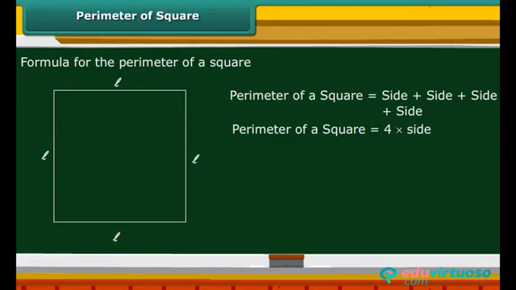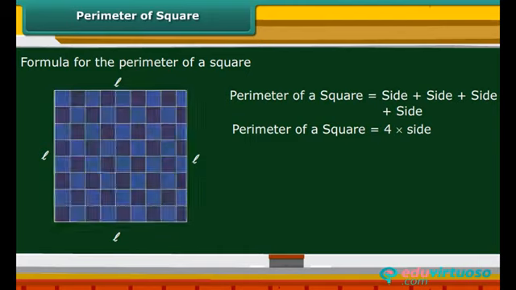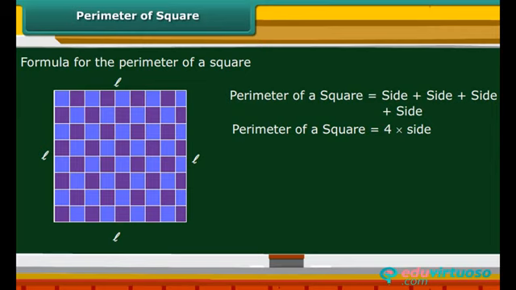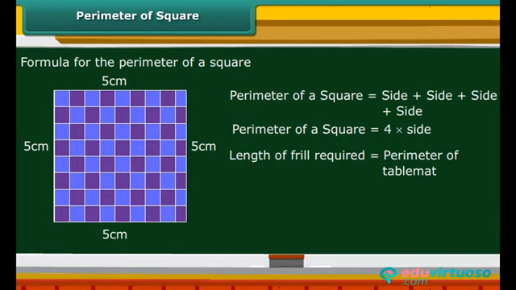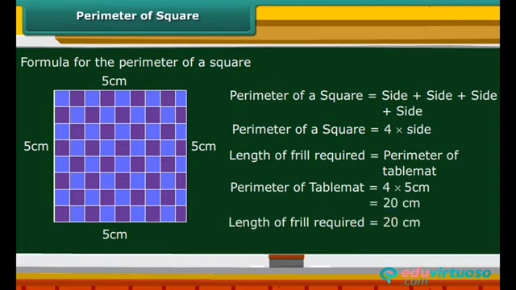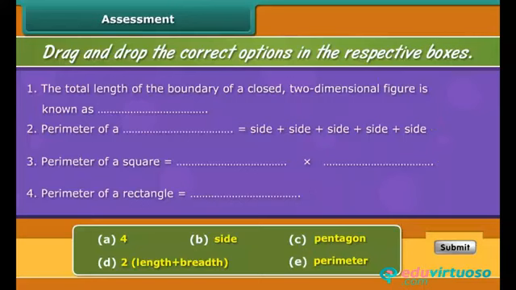Now you want to add frills to all sides of a square table mat, length of whose side is 5 centimeters. Calculate the length of the frill required. The length of the frill required is equal to the perimeter of the table mat. The perimeter of the table mat is 20 centimeters. Therefore, 20 centimeters long frill is required. It is time to check your understanding. Drag and drop the correct options in the respective boxes.